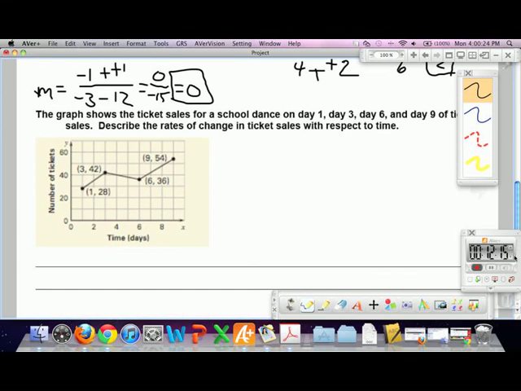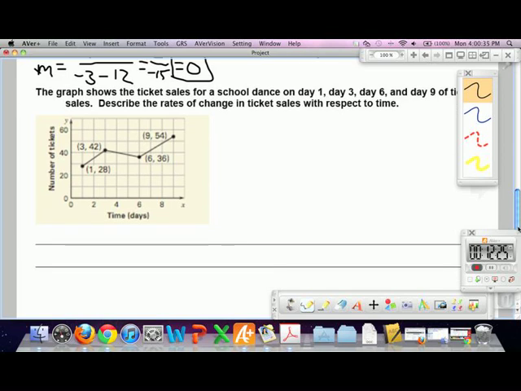Lastly, this graph shows the ticket sales for a school dance on day 1, 3, 6, and 9. It says, describe the rates of change in ticket sales with respect to time. Qualitatively, or just by how it looks, we could say that the ticket sales are increasing from day 1 to day 3 because the slope is positive. It's going up. Slope is positive. Decreasing from day 3 to day 6, and then increasing again from day 6 to day 9.